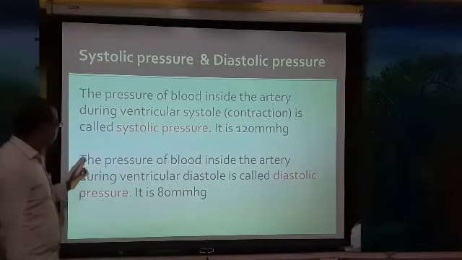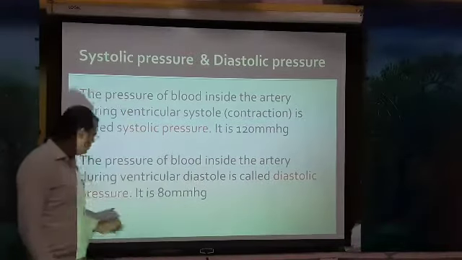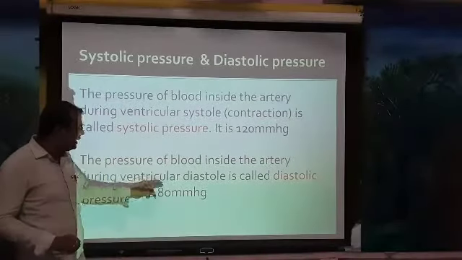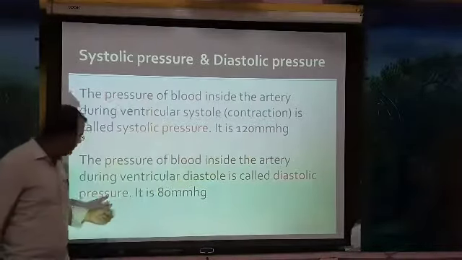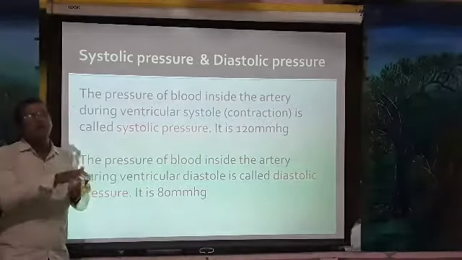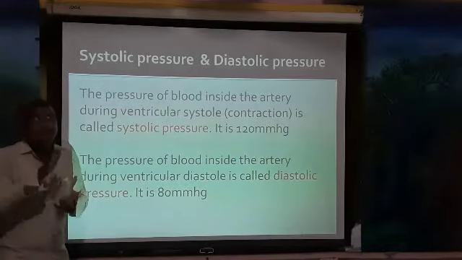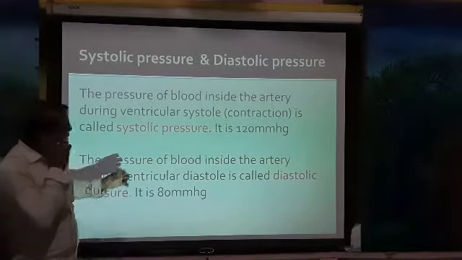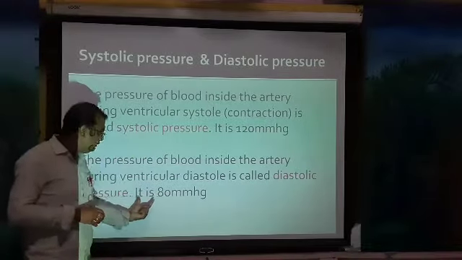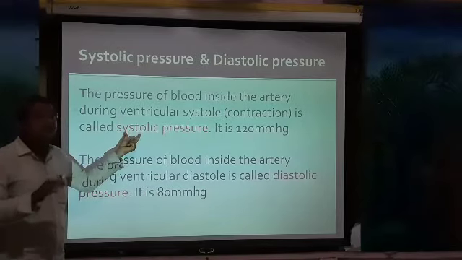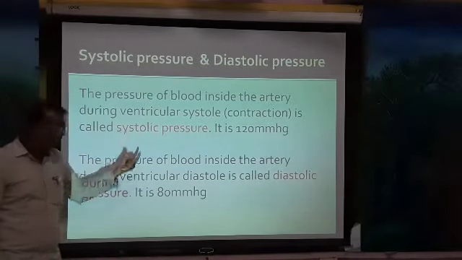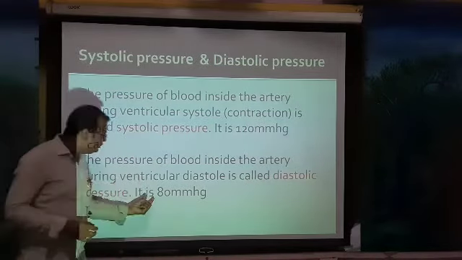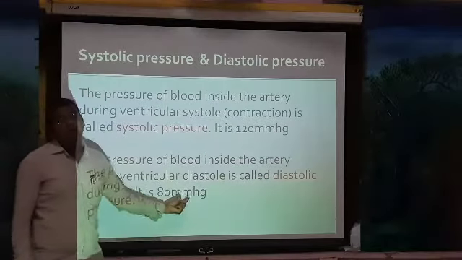Whereas diastolic pressure is the pressure of blood inside the artery during ventricular diastole. Diastole means relaxation, so during relaxation it is called diastolic pressure. During both contraction and relaxation, a pressure is created in the arteries, and that is what we call blood pressure. There are two kinds of blood pressure: one is systolic, one is diastolic. Systolic blood pressure is created during the contraction of the ventricles. The diastolic pressure is created during the relaxation of the ventricles. This diastolic pressure is usually about 80 mmHg.